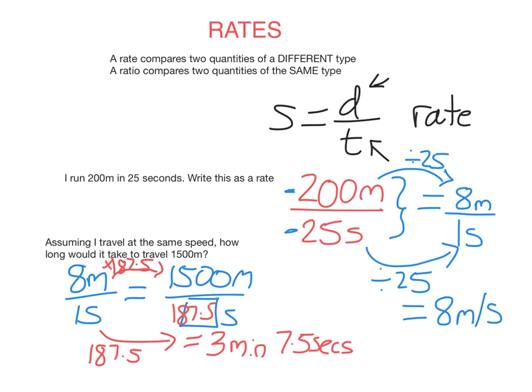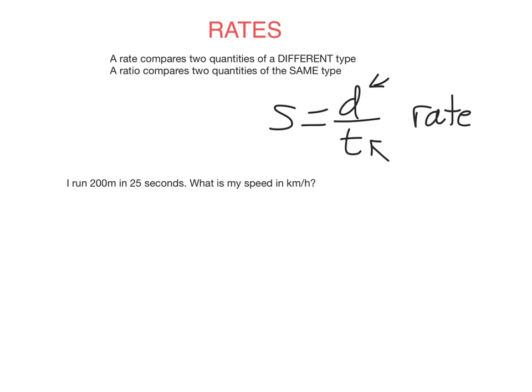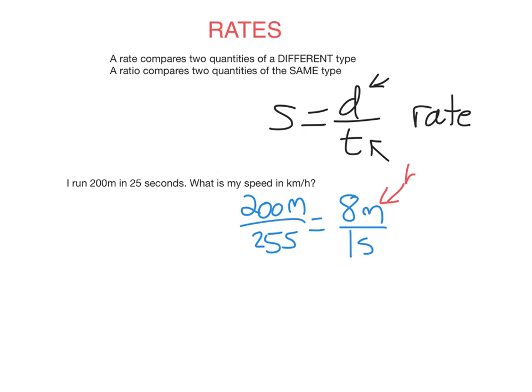All right, I'm just going to give you one more example involving converting rates. Please pause and copy this down if you need it. Okay, so in this question, I'm using the same rate, 200 meters in 25 seconds, but I'm going to convert it to kilometers per hour. So we remember how to write this as a rate, 200 meters in 25 seconds, and that's the same as 8 meters per second. So what I want to do is convert this to kilometers per hour. So I do it methodically. I convert the top to kilometers, and I convert the bottom into hours.